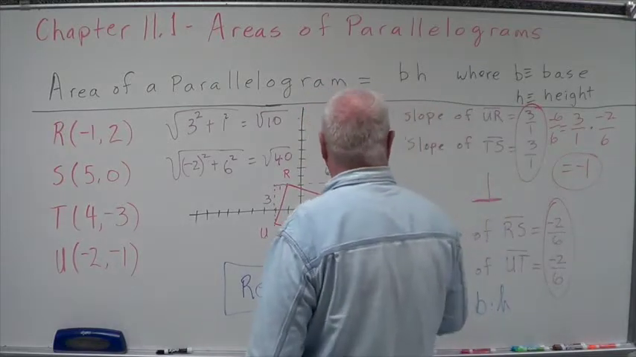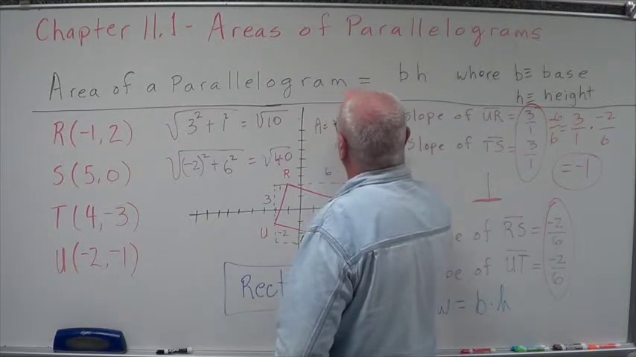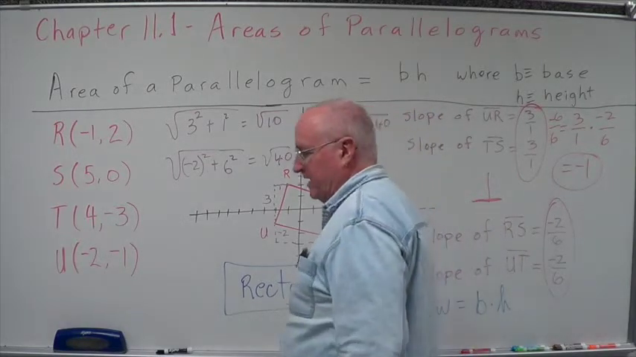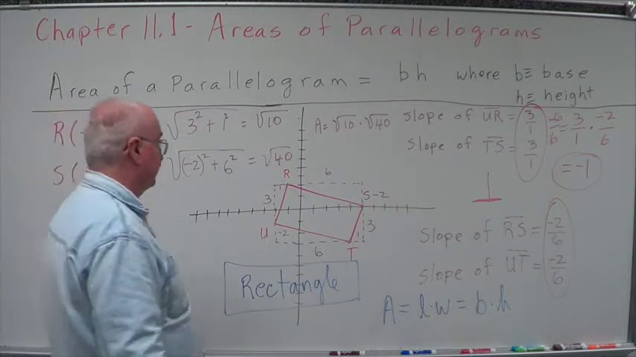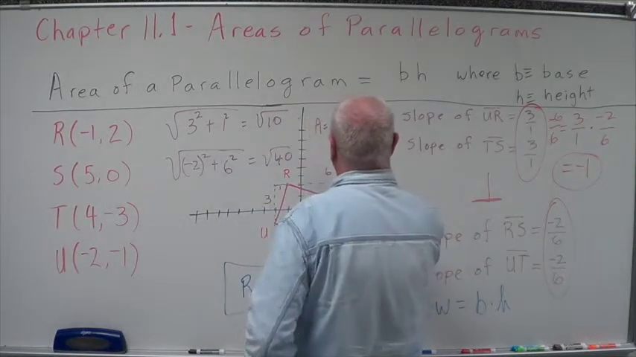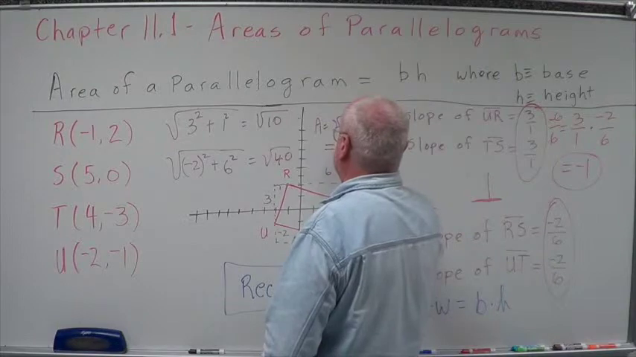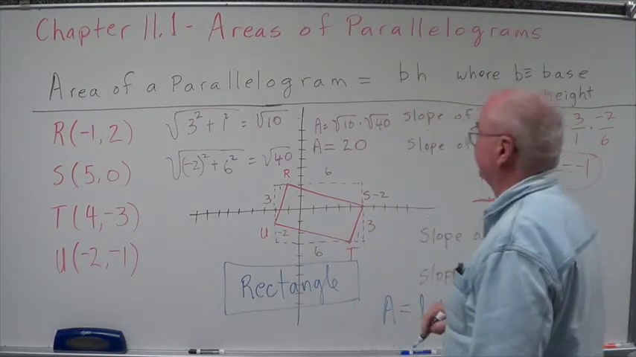I don't know, the area is going to be what? Square root of 10 times square root of 40. Can anybody tell me what that is? Looks like that is 20. So our area is 20.